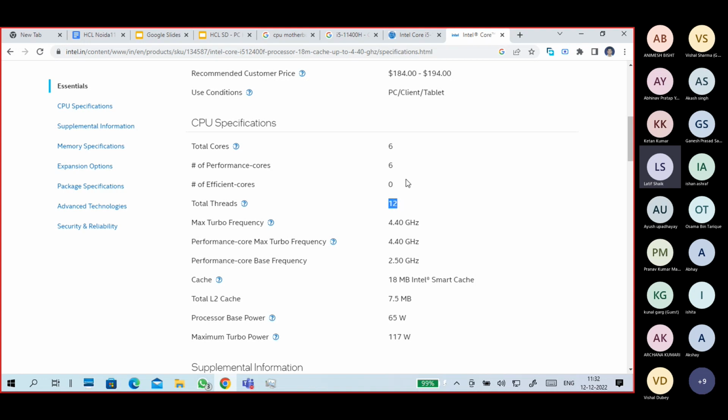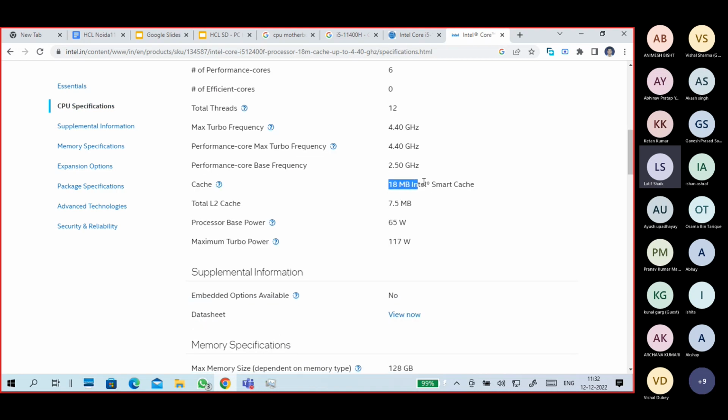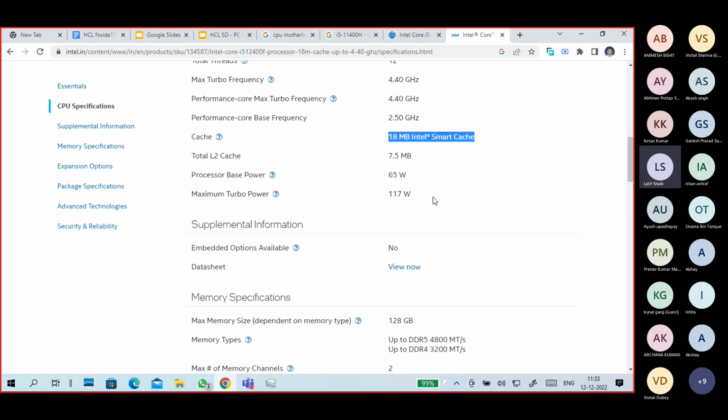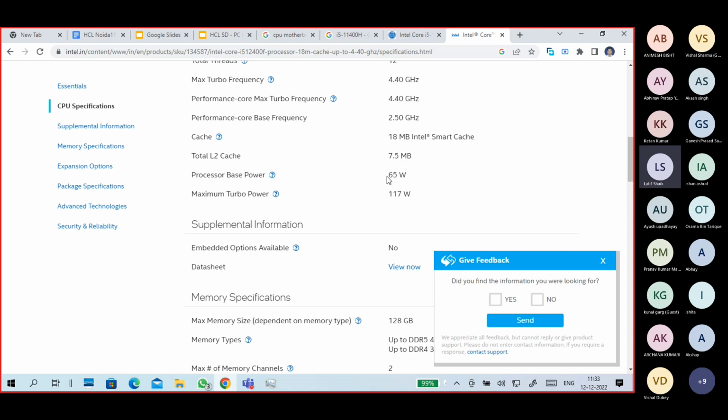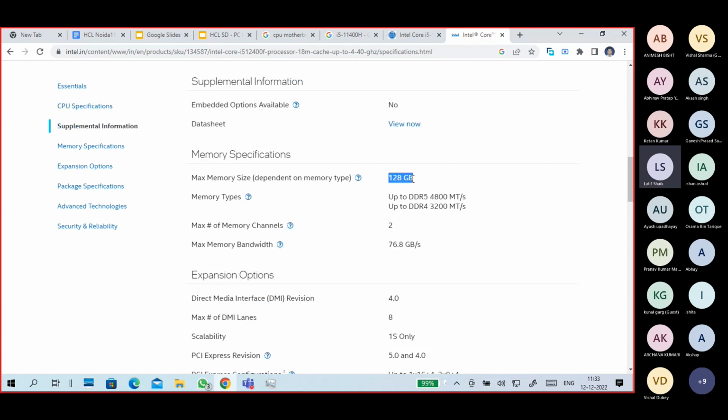Number of threads are 12. So 6 cores, 12 logical processors. Base is 2.5 gigahertz processor and 18 MB cache memory. So base power utilization is 65 watts. Okay. See, it supports a maximum of 128 GB RAM. Your RAM maximum 128 GB RAM you can utilize.